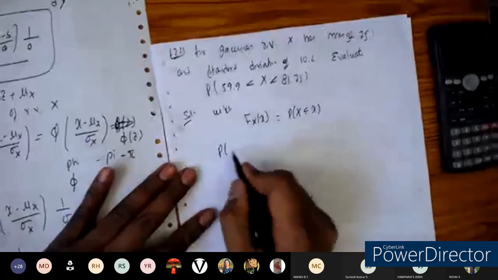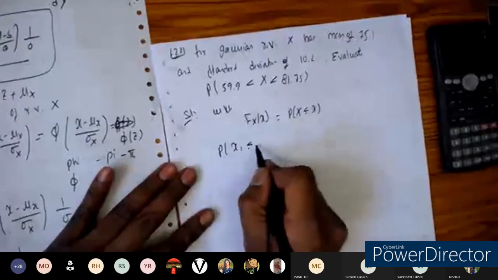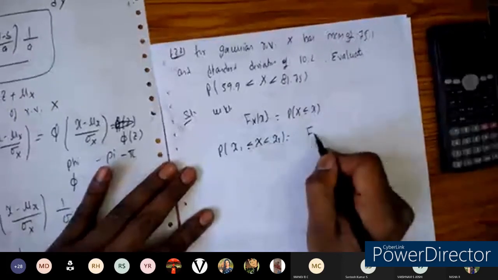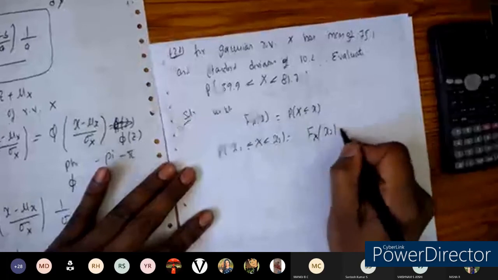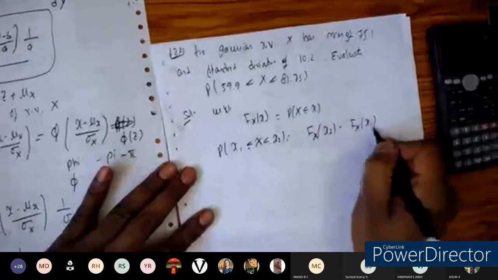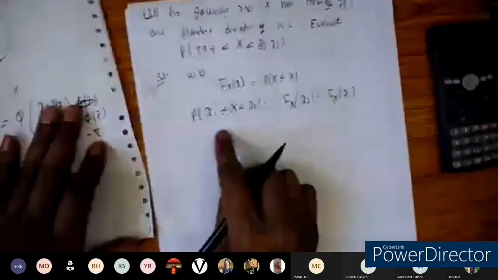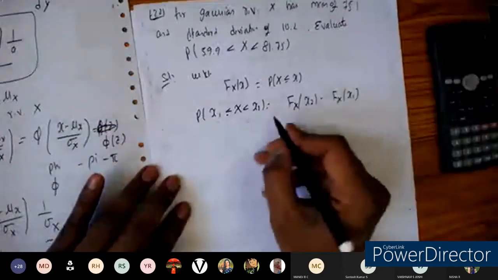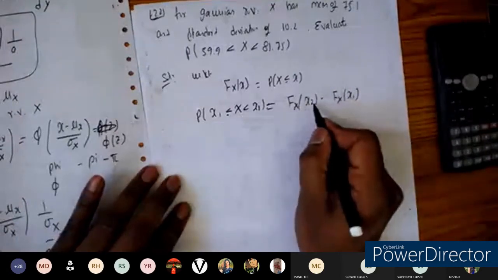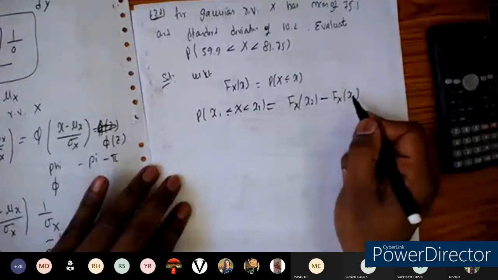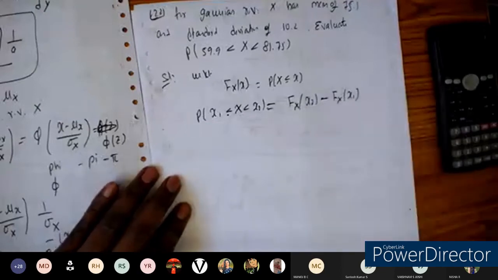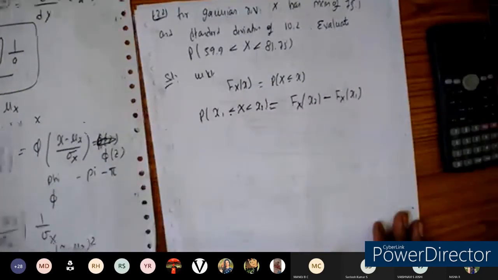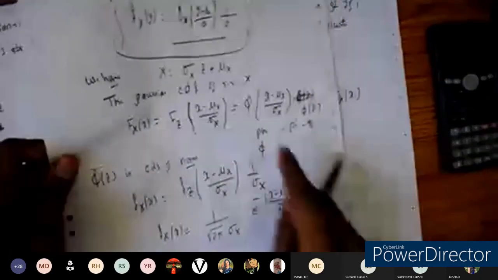Similarly, I'm going to take the concept: the probability of x1 is less than x is less than x2. This can be written as Fx of x2 minus Fx of x1, as we have already done. So the probability of x1 less than x less than x2 is given by the CDF, Fx of x2 minus Fx of x1. Fx of x1 we know here.